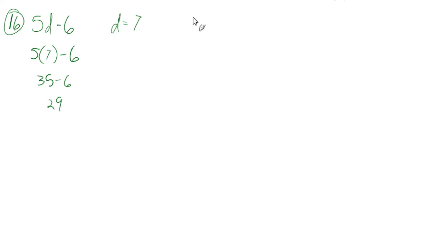Let's jump to 23 because it's the last one. 2x to the fourth minus 4x to the third. Now this one has x in there twice, so you're going to do two different things to x. And we're going to say that x is negative 1. Oh man, we got to be really careful about this.